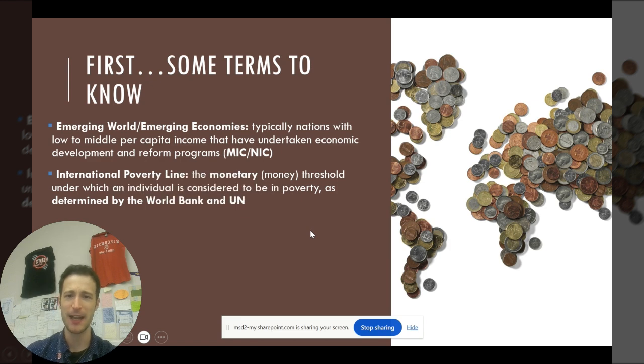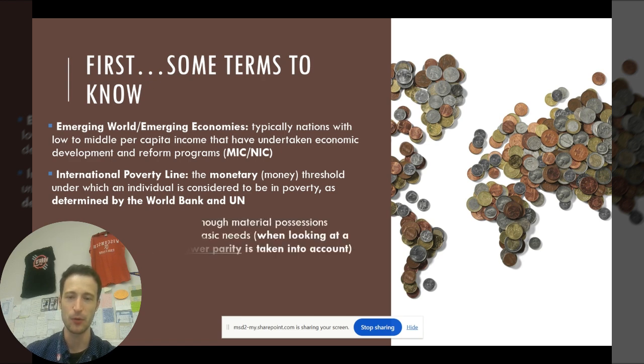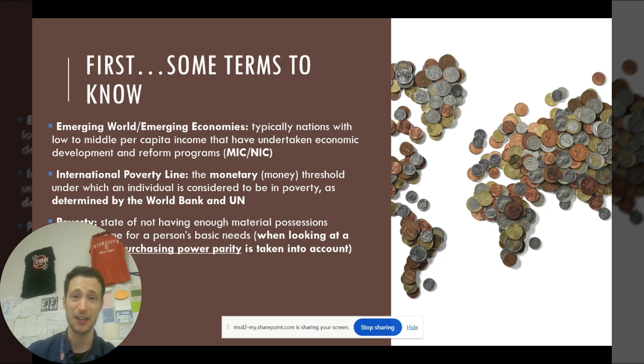International poverty line is the amount of money under which an individual is considered to be in poverty, and that's set by the World Bank and the UN. The World Bank's part of the UN. And then poverty is a state of deprivation. And when you're looking at a global scale, they always relate it to purchasing power parity, which just means you want to take cost of living into account when you're talking about these things.